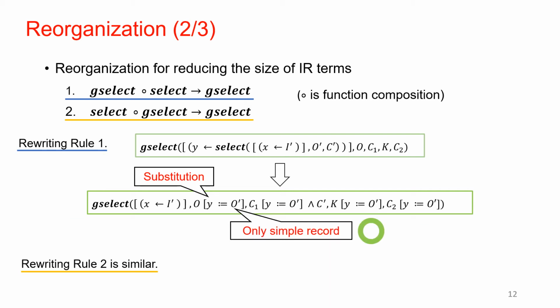Fortunately, we can show that the first rewriting rule is safe. Since IR terms are normal forms of program transformation, the syntax of O' is limited to simple records and cannot contain aggregate functions. We can prove the safety for the second rewriting rule. In this way, we can reduce the size of the nested queries for these patterns, and this is all we can do, since we cannot reduce the term if both functions use grouping and aggregation.